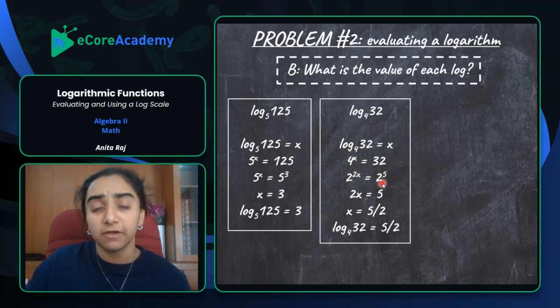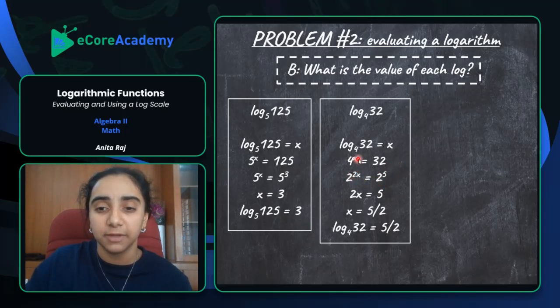So the right side we rewrite as 2 to the fifth, and if we use the power property of exponents, we're multiplying the x that was up here with the 2 that went with the 2 squared, and we're going to get 2 to the power of 2x. Because the bases are equal, we set the exponents equal to each other, so we get 2x equals 5. To get x by itself, we divide both sides by 2, and we find that log base 4 of 32 is equal to 5 over 2.